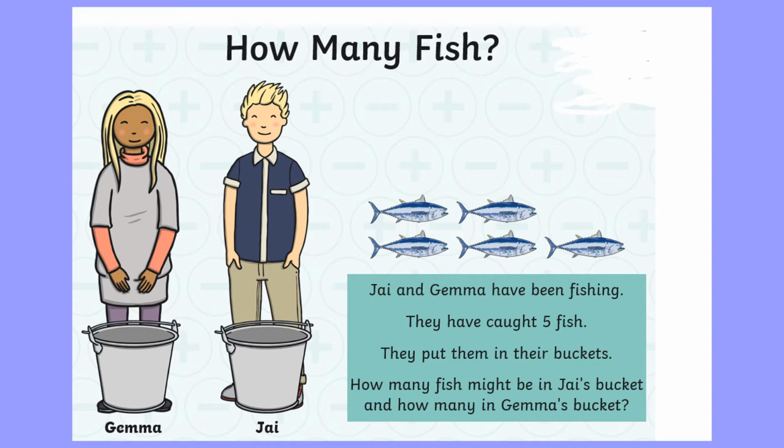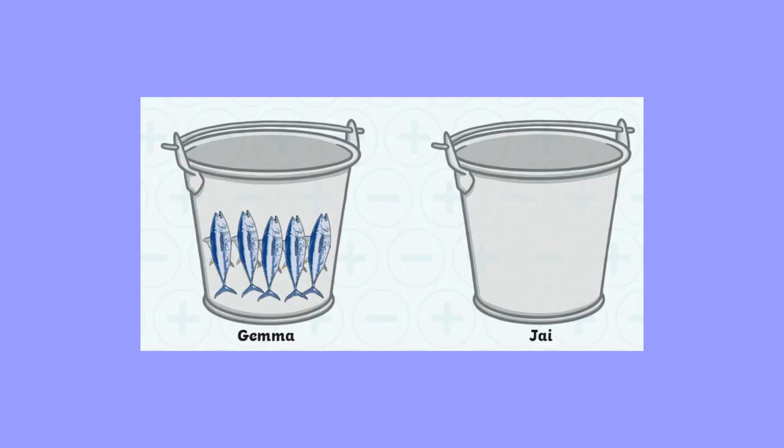Let's explore. One way we could share the fish is by putting all of the fish into Gemma's bucket. So that would be 5 fish in Gemma's bucket and none in Jer's. But that's not the only way. Look at this next video where I share out the fish.